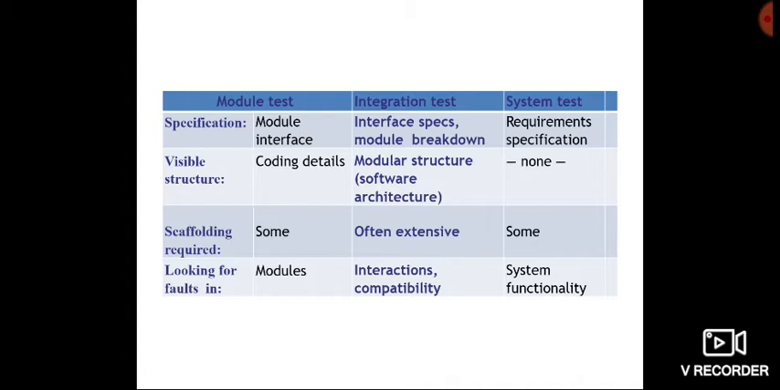Related to looking for faults in modules, when we talk about unit testing, we look for faults in modules, whereas in integration testing we look for faults in interactions as well as compatibility. When we talk about system testing, we look for faults in system functionality.